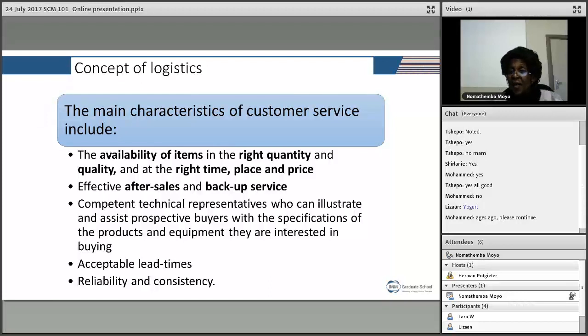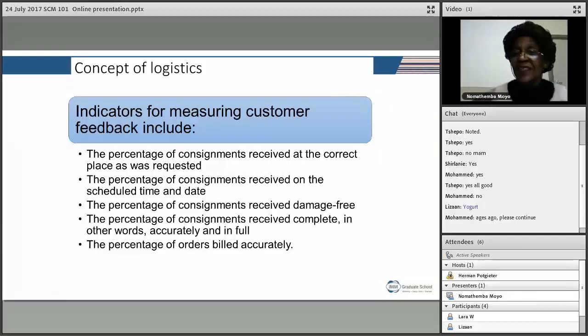And after sales, do they come back to you and help you on how you can install the machine, how you use it? Then a competent representative who can illustrate and assist prospective buyers with the specifications of the products, the ones that are going to help you with the product, explain, because they are competent, they know their product. Acceptable lead times. From the time an order is placed to the time that an order is received, you are trying to minimize time. Reliability and consistency is another one that gives satisfaction to the customers.